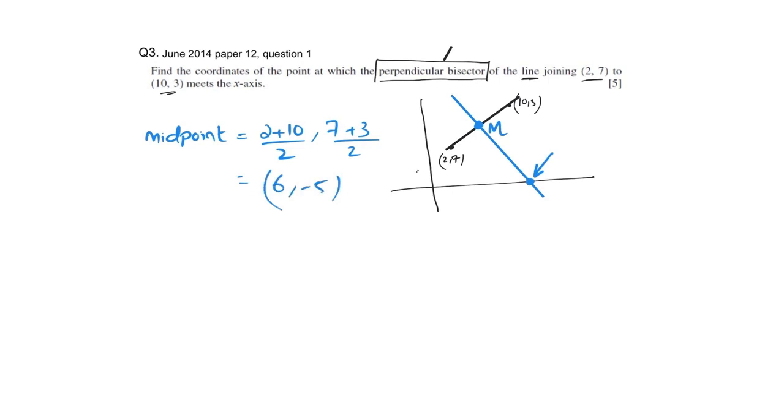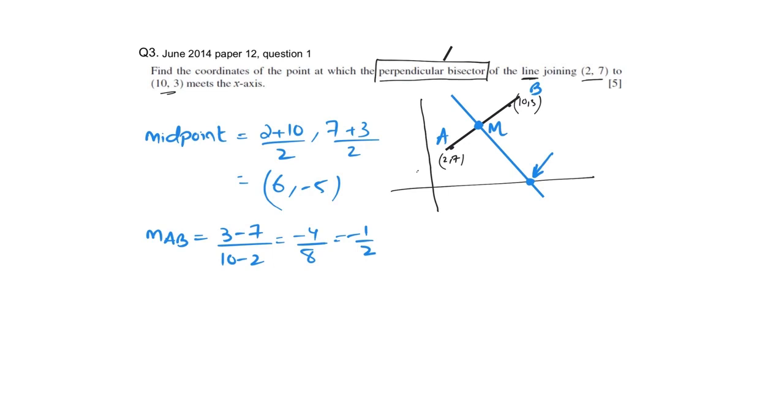Now in order to find this point, you need to form the equation of the perpendicular bisector, and for that you need a gradient. We know that this line and the perpendicular bisector are perpendicular to each other. Therefore the gradient product would be equal to -1. So let's find out the gradient of these 2 points. Let me call this point A and B for you. AB gradient would be 3 minus 7 over 10 minus 2, minus half.